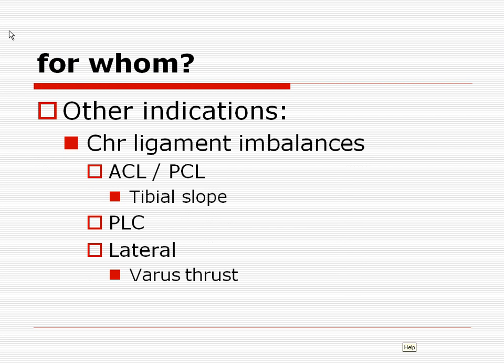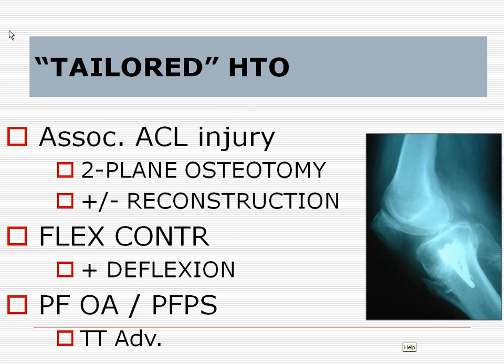Another territory to be landed by high tibial osteotomy is some ligament imbalances around the knee joint. You can change the tibial slope to treat chronic ligament insufficiency, cruciate ligament insufficiencies, and you can control the varus stress coming from posterolateral corner injuries and lateral ligament injuries. You can combine the high tibial osteotomy technique.